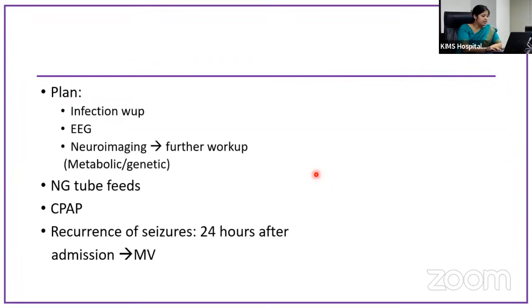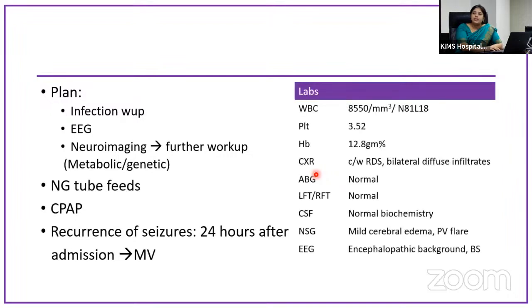So for this child, we planned an investigation workup and we did an EEG, and neuroimaging was planned upfront, and further workup we planned on the basis of neuroimaging, if we want to go ahead with metabolic or genetic workup. This child was initiated on NG tube feeds and the CPAP was continued, but the child had recurrence of seizures 24 hours after admission, which required him to be put on mechanical ventilation.